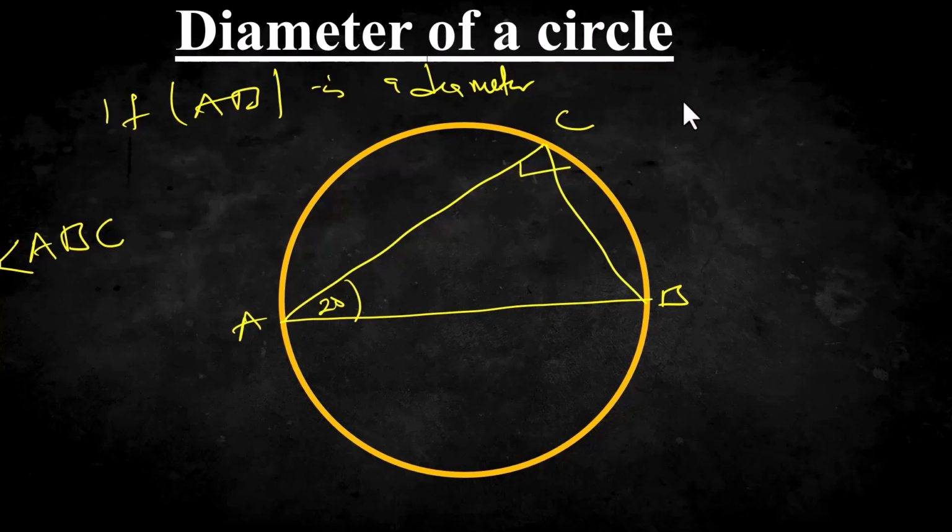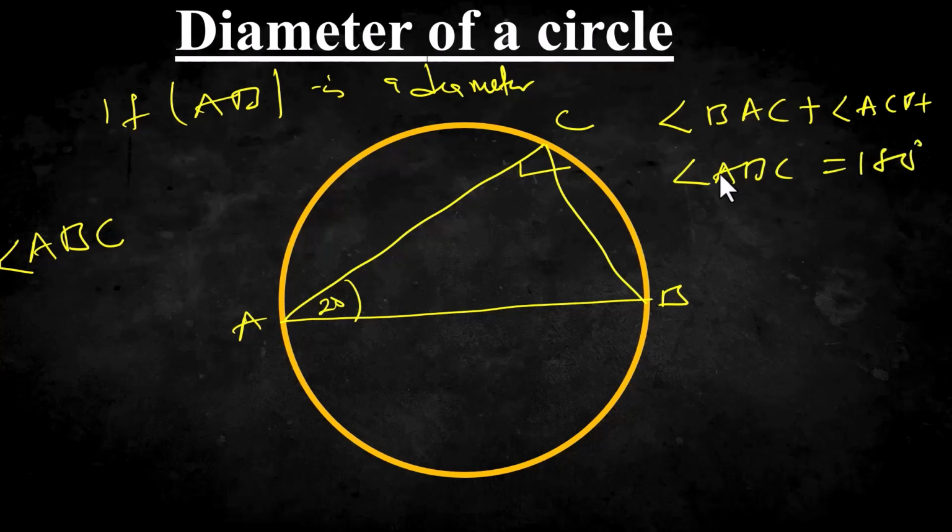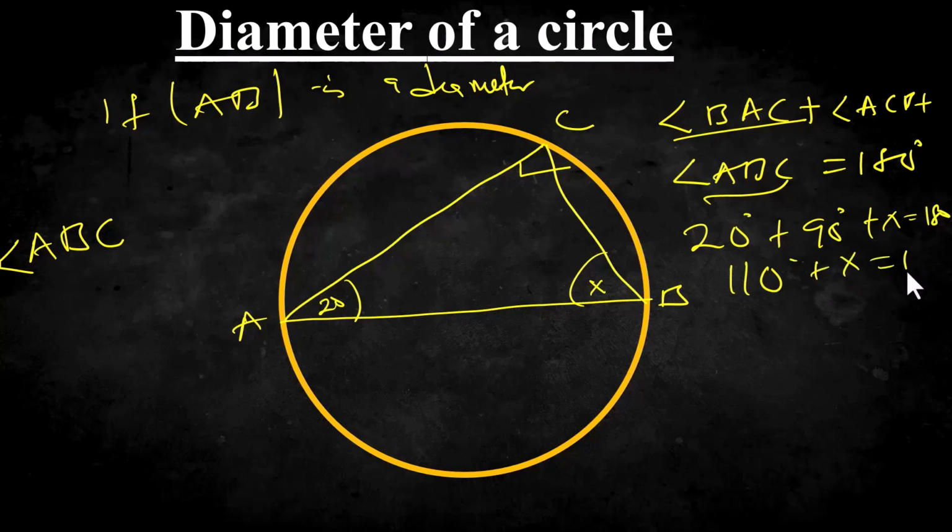So angle BAC plus angle ACB plus angle ABC equals 180 degrees, since the sum of angles in a triangle adds up to 180. So we have BAC as 20 plus ACB as 90 plus ABC, let's call it X, equals 180. So 110 plus X equals 180, so X is 180 minus 110, which is straight away 70. So this side is 70. That's the diameter of a circle. How powerful it is.